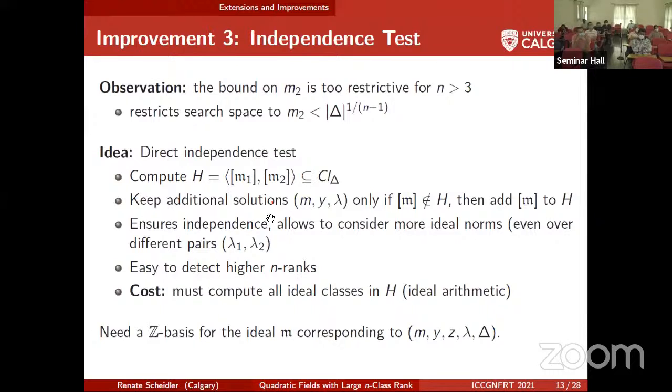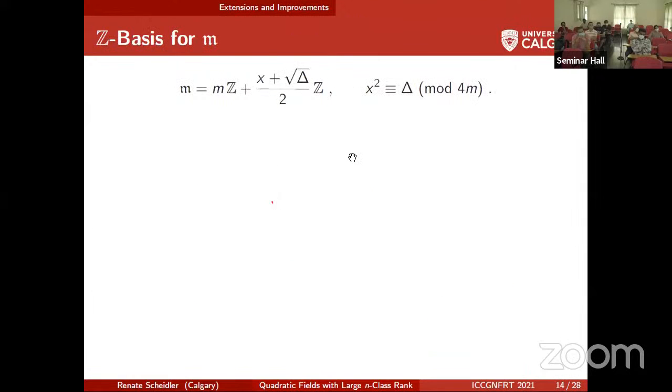So we wrote this properly down, and we represent these ideals, M, these reduced ideals, in terms of a Z basis. And here's the Z basis. So this ideal has this form. So M is the norm. And then the other basis element is x plus square root of delta over 2. And this is an ideal and not just a rank 2 Z module if and only if delta is a square modulo 4m and this x is a square root.